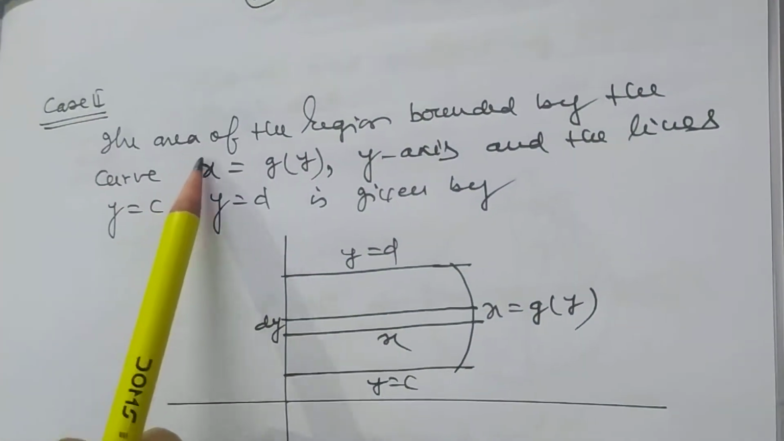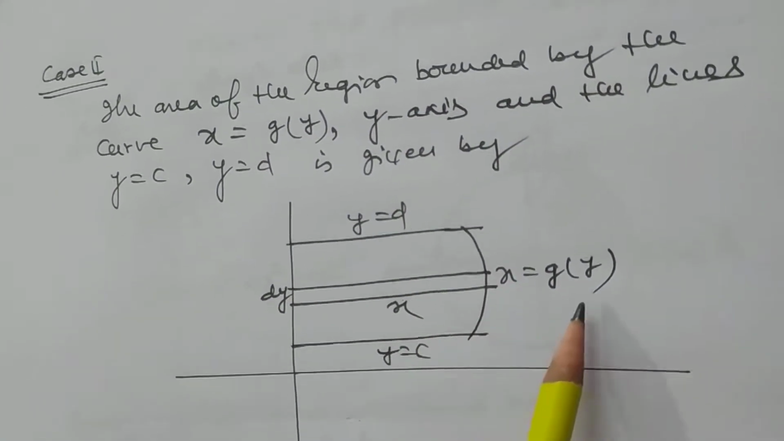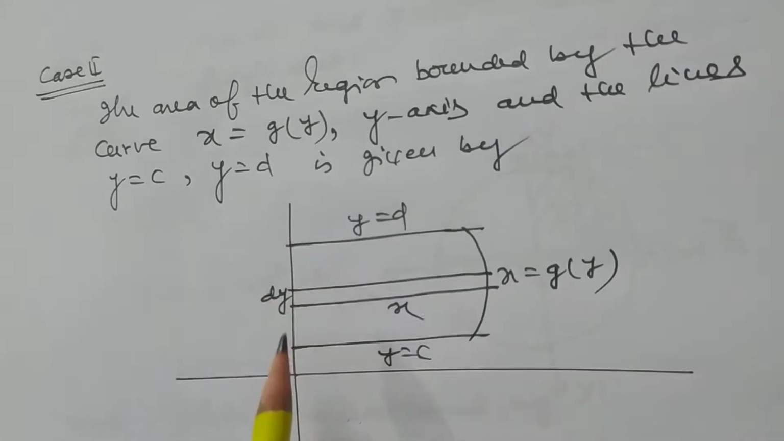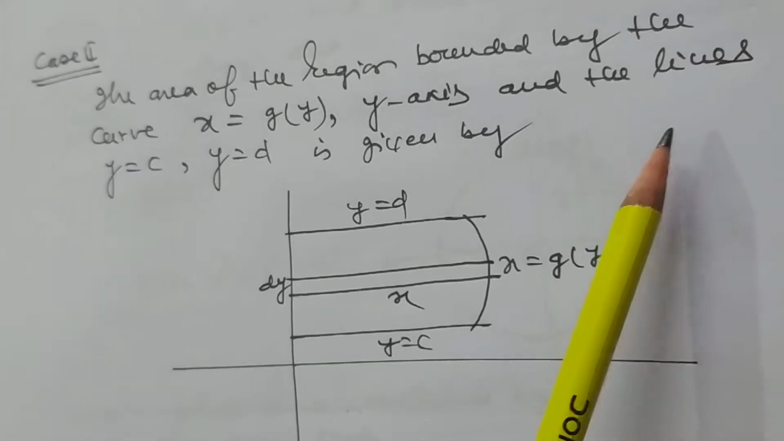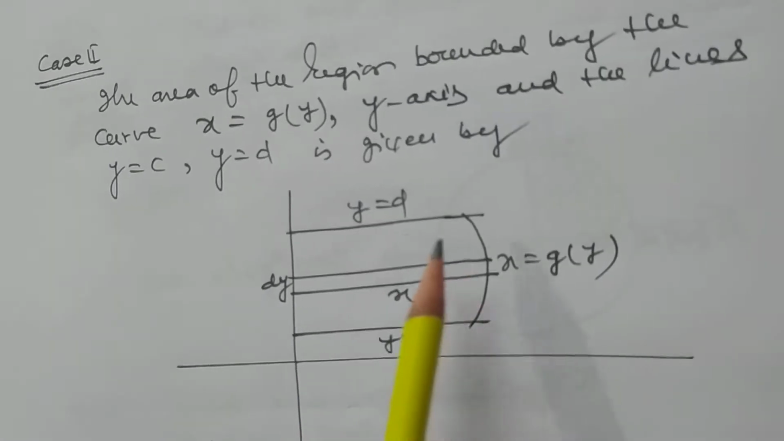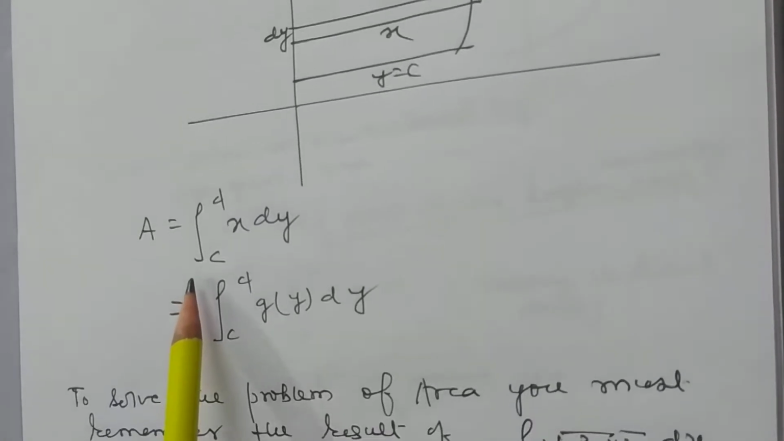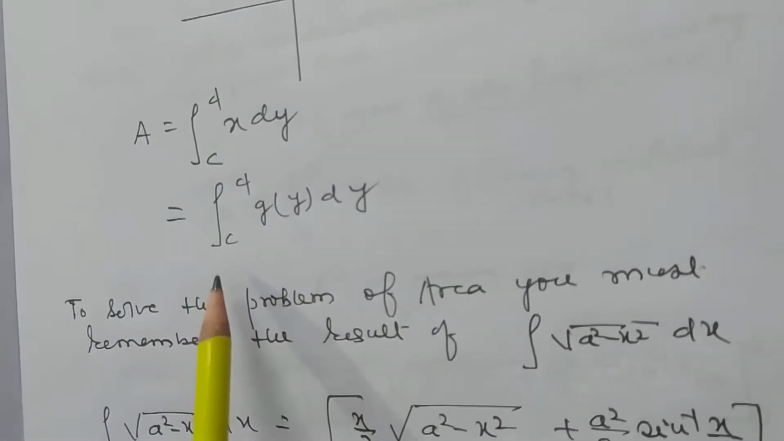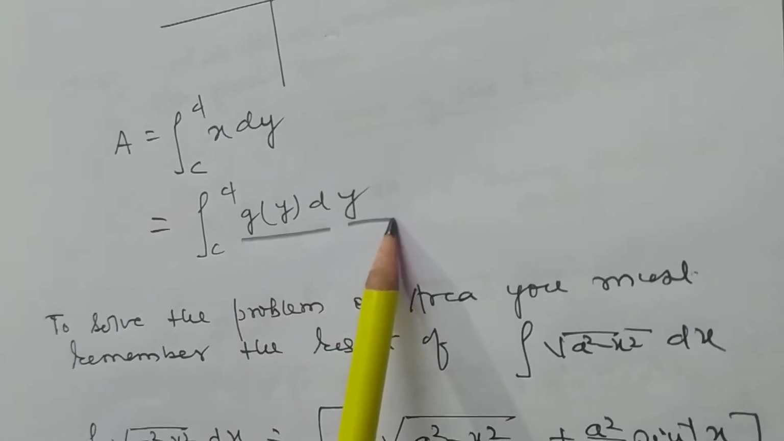Now, in case two, the area of the region bounded by the curve x is equal to g(y), the y-axis, and the lines y is equal to c and y is equal to d is given by the integral from c to d of x dy. Instead of x we write g(y) dy.